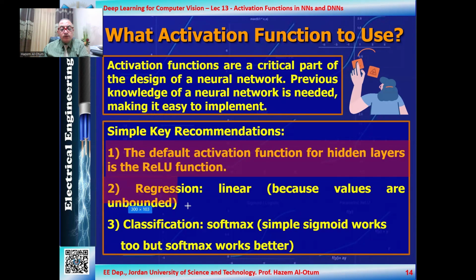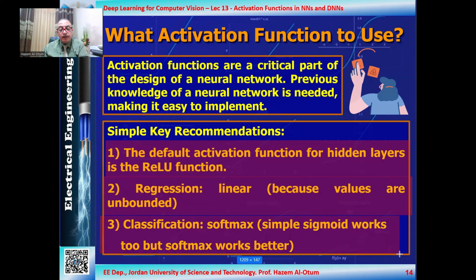If we are talking about a regression task, we need to pick the linear or the identity activation function, because there we don't have a limitation on the output, as we don't have a decision to make on this output, unlike classification tasks. When we talk about classification tasks, it would be better to use the softmax at the output stage, while we can use the logistic or the sigmoid at the intermediate layers of the network.